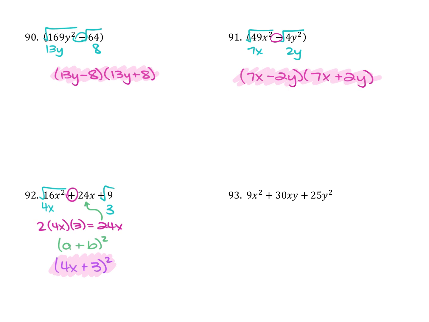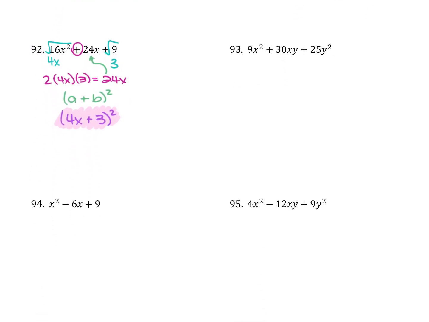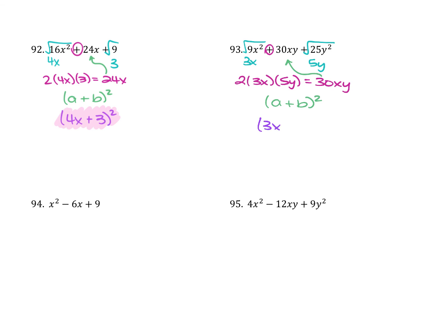For 93, you have 9x squared plus 30xy plus 25y squared. Again, take the square root of the 9x squared, that's 3x. Take the square root of the 25y squared, that's 5y. If we do a positive 2 times 3x times 5y, it gives us 30xy. That is your middle term. So we're going to use a plus b to the second power. Your a is the 3x plus your b, which is the 5y, is raised to the second power.